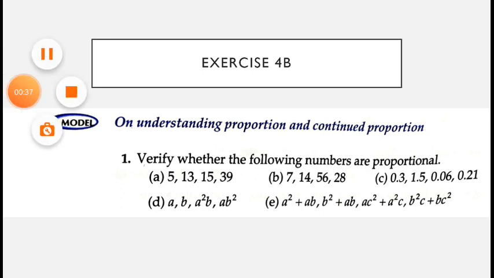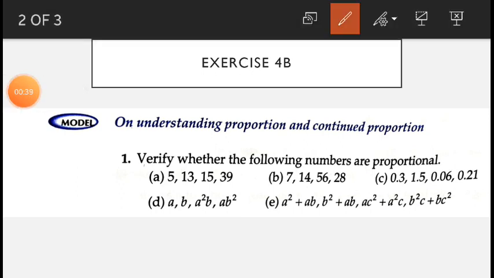So here is exercise 4b. Now we can see question number 1, on understanding the proportion and continued proportion problem. Problem based on that. Now the question number 1 is: verify whether the following numbers are proportional or not. So how to verify that?